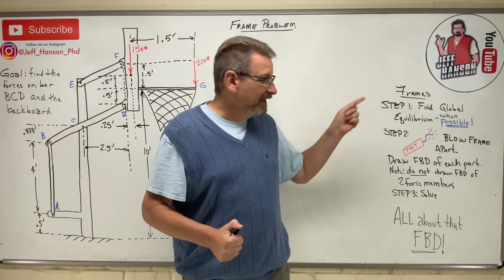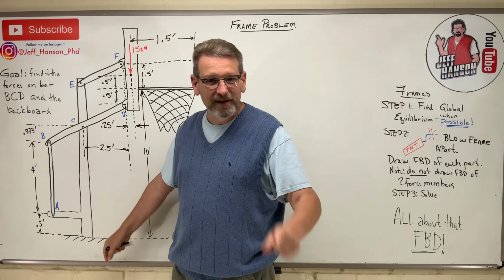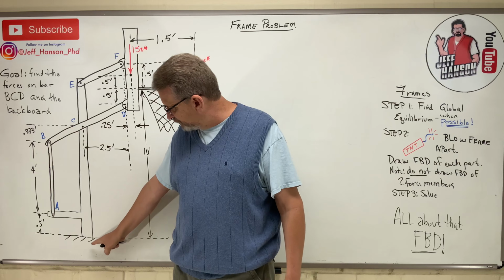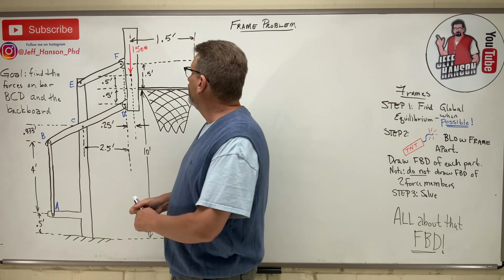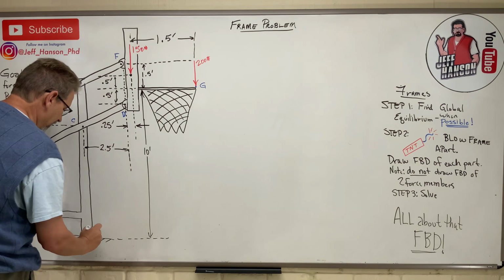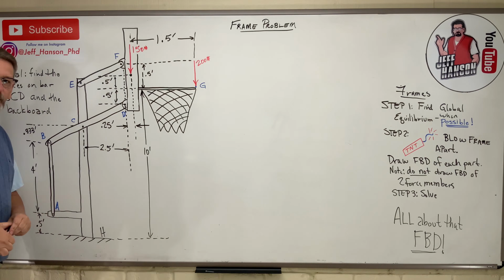Step one, can we find global equilibrium for this? So what is global equilibrium at point A? All right, press pause, draw this picture, and then draw those reactions down here. That's not even point A. We'll call that point A, B, C, D, F, G. We'll call it point H, right? This is H. Okay? What are the reactions at point H? Go.